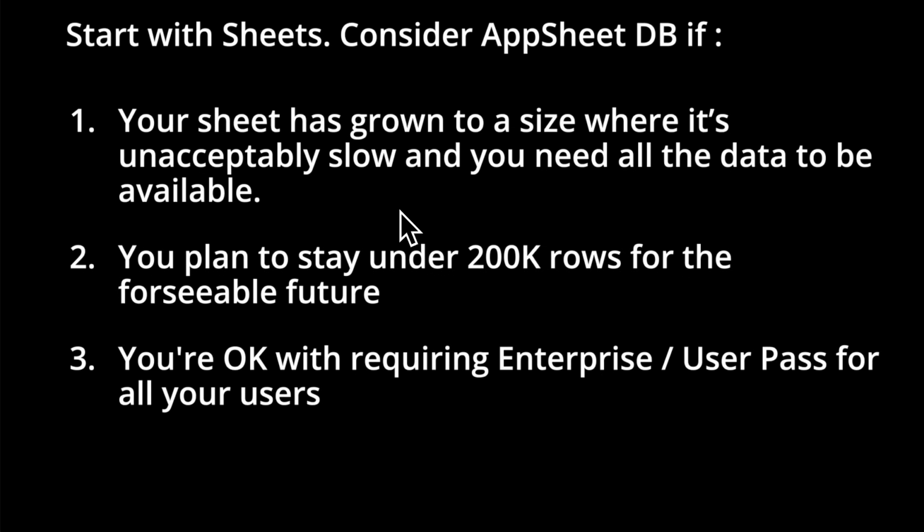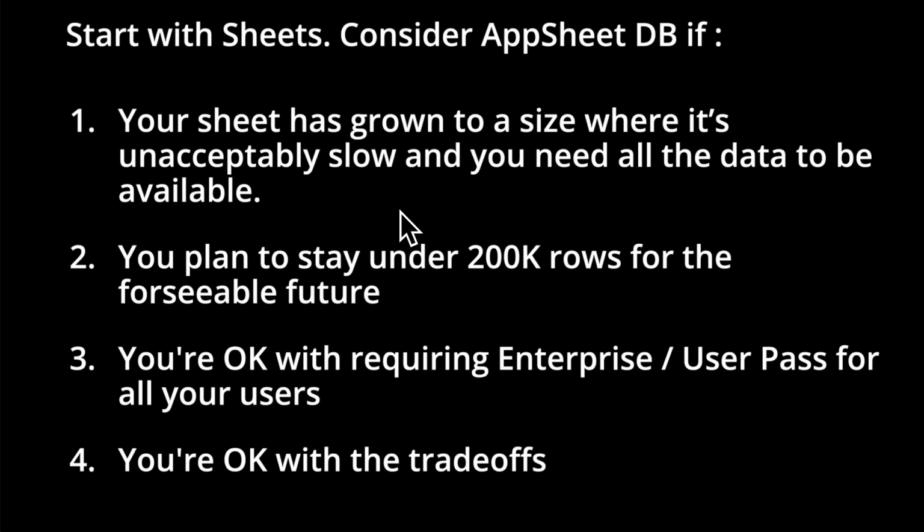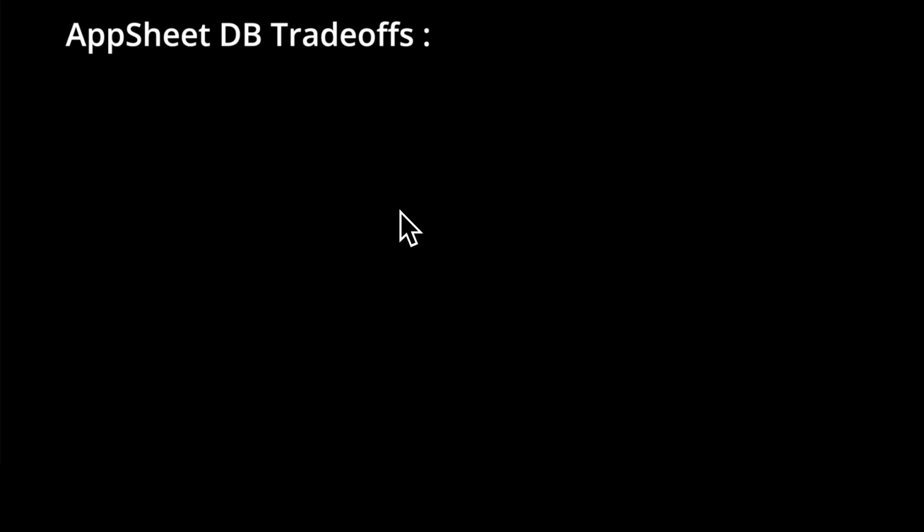And the third is you're okay with the expense of having to require enterprise licenses and/or user pass licenses for each one of your users that are going to be accessing your app. Because once you start using AppSheet DB over 2,500 rows, you need to have those enterprise or user pass licenses for every one of your users. And lastly, you're okay with the trade-offs. And we'll take a look at what those trade-offs are right now.